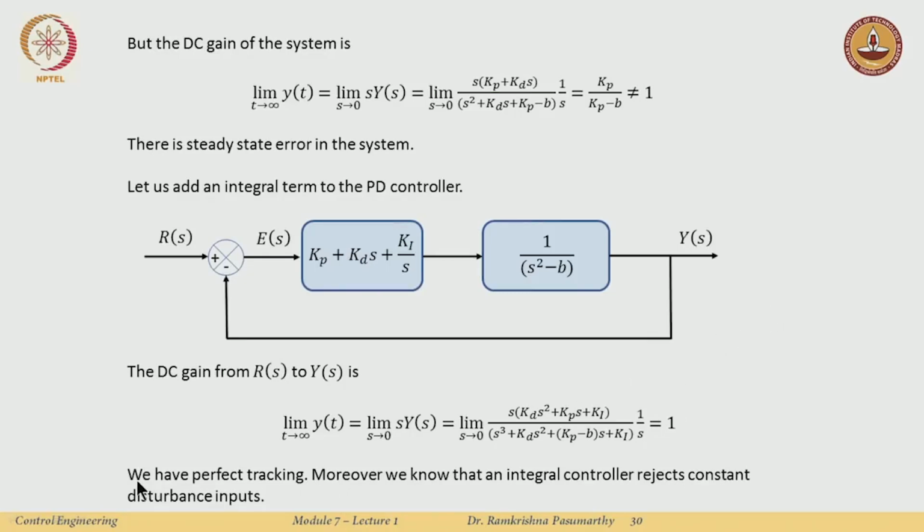And so the conclusion is that we have perfect tracking of this unit step. Moreover, we also know that having an integral control action rejects constant disturbance inputs. So, we individually saw the effects of adding a P term, the proportional controller; a derivative term, useful in adding damping to the system or improving the transient performance; and an integral controller, which is useful in improving the steady state performance in terms of the steady state error.